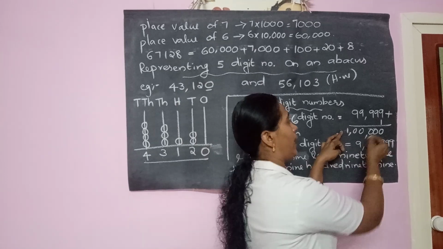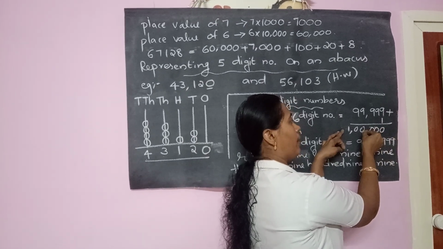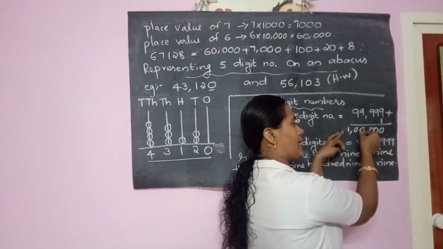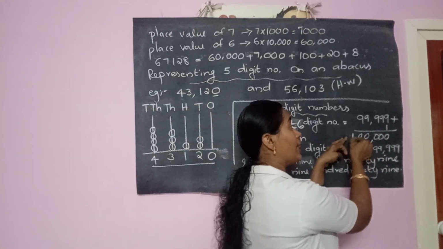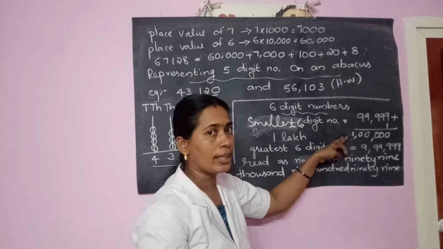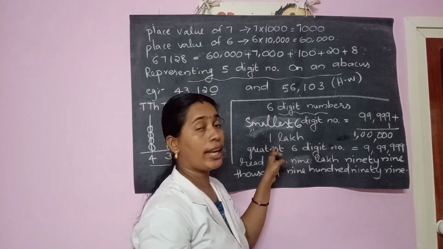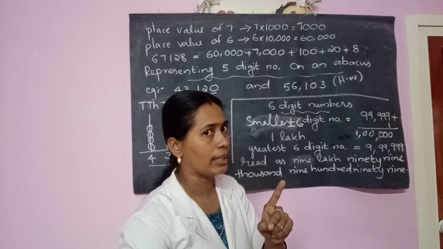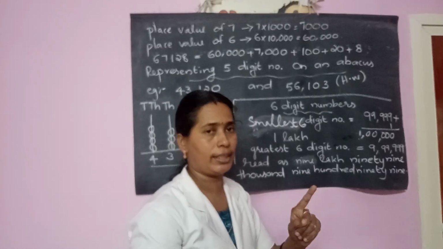How to read this one? Ones, tens, hundreds, thousand, 10,000. And this is the place of lakh. And how do we read it? We can read it as 1 lakh. Okay, singular. 1 lakh.